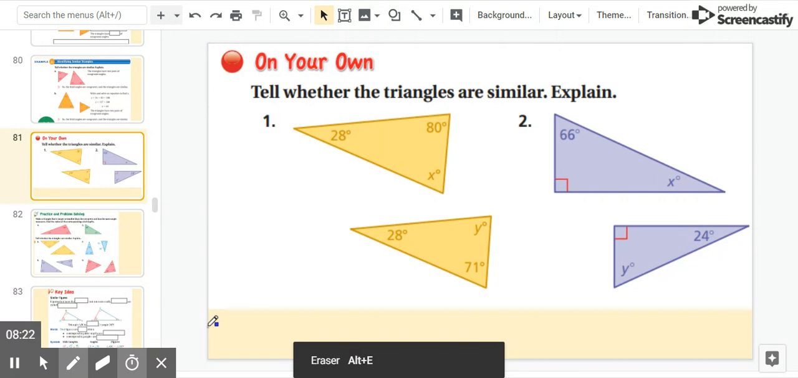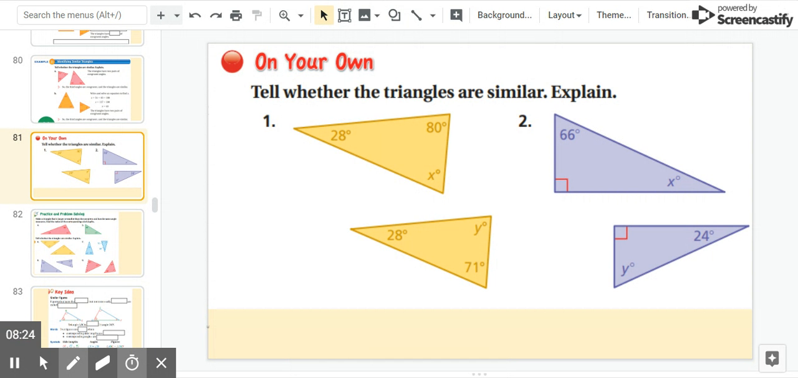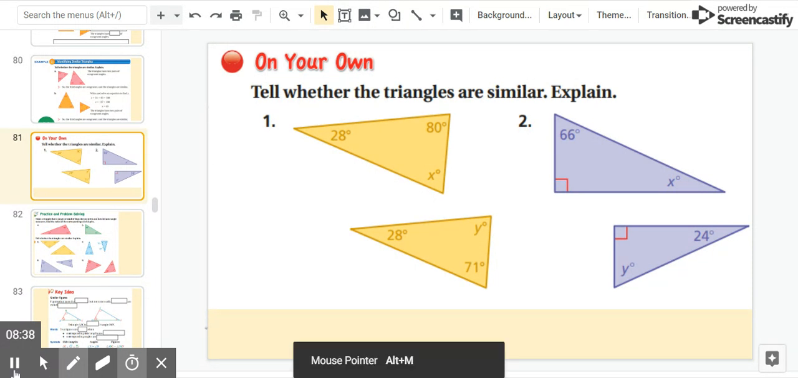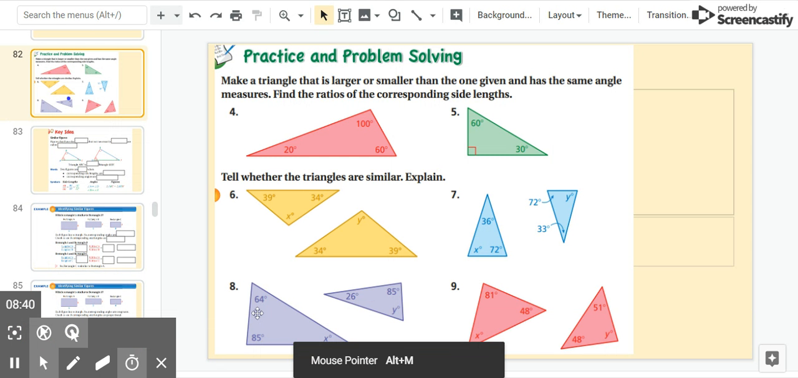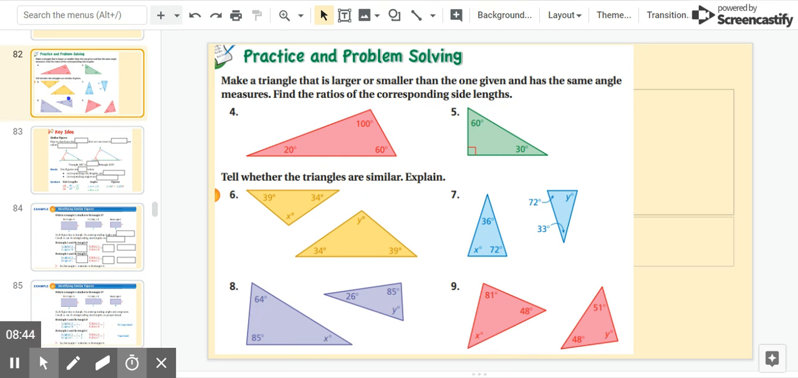I need you to do this on your own. And you have to show your work. If you want to say it's similar, then you have to explain how it is. This page is going to be your homework, so I need you to finish it tonight. And then now we're going to move on.